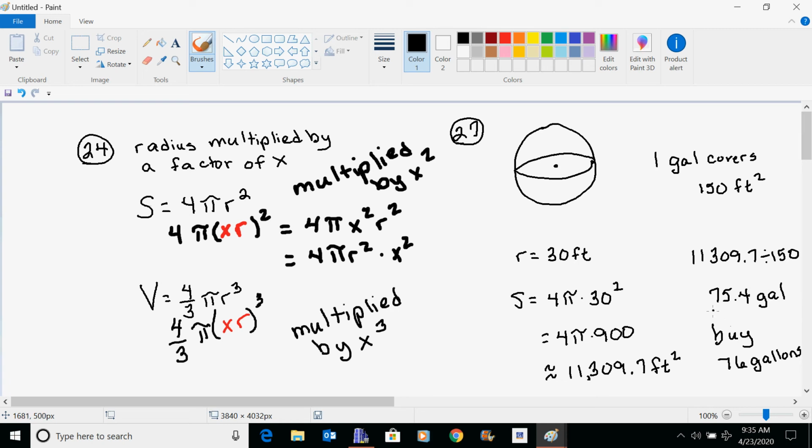But in practical sense, because we want to make this as useful to you in real life as possible, in practical talk, you're not going to go to the store and say, can I please have 75.4 gallons of paint? You have to buy it by the full gallon, so you would have to go and buy 76 gallons. And you're thinking, wait a minute, that doesn't follow the rules of rounding. No, it doesn't follow the rules of rounding. But if you only buy 75 gallons, somewhere you're going to have a blank spot in your surface.